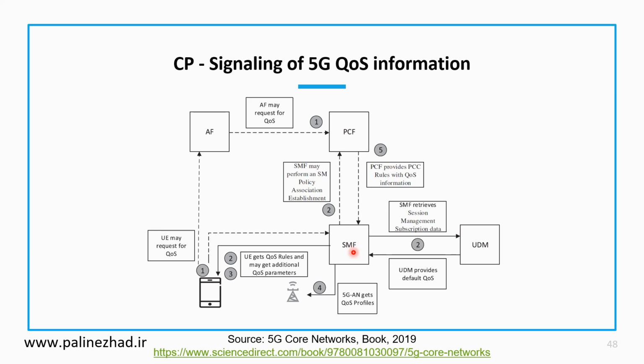and UPF performs the bandwidth enforcement and marking of user plane traffic. So overall, we have a request from UE to application function or NAS signaling to SMF, and then SMF will cooperate with PCF and UDM to get the QoS parameters and then sends them to the gNodeB and UE. Also PCF sends some parameters to SMF to send them to UPF, and UPF applies them to the flows and IP traffic. This is the control plane signaling for QoS flow.